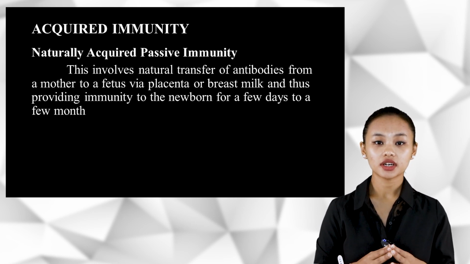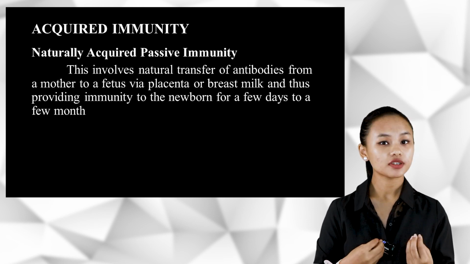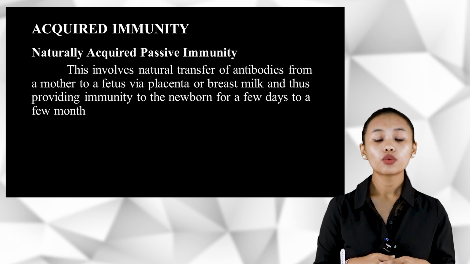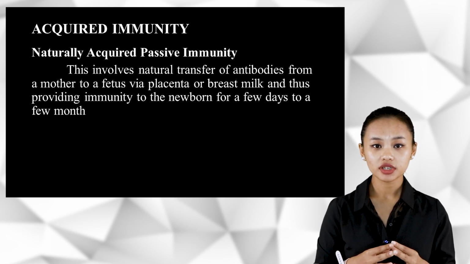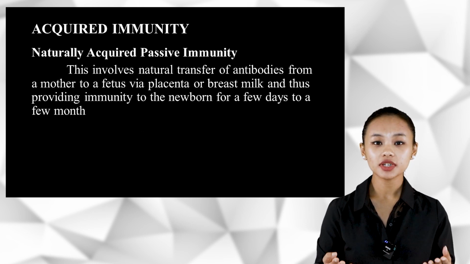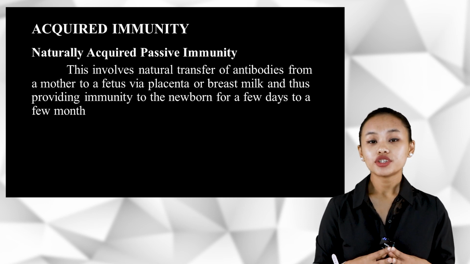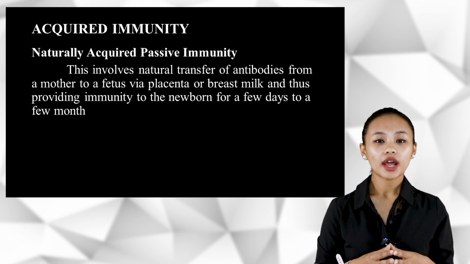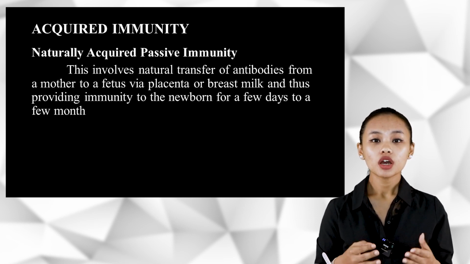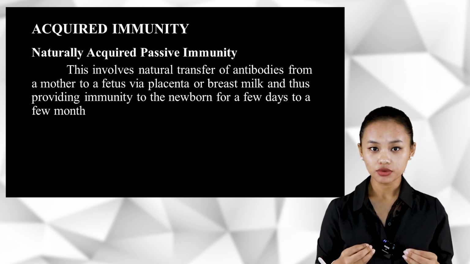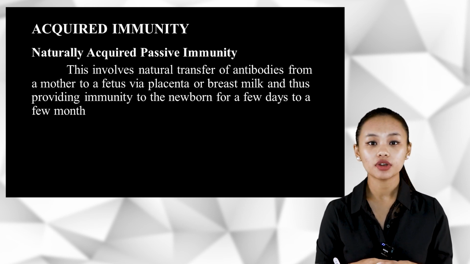The third one is the naturally acquired passive immunity. This usually occurs during the pregnancy period. Here, what happens is that there will be a natural transferring of the antibodies from the mother to the fetus through the placenta or the breast milk, which will provide immunity to the newborn for a few days or maybe a few months. Here, what happens is the fetus will be immune to certain types of diseases that the mother is also immune, but this will only last for a short period of time.